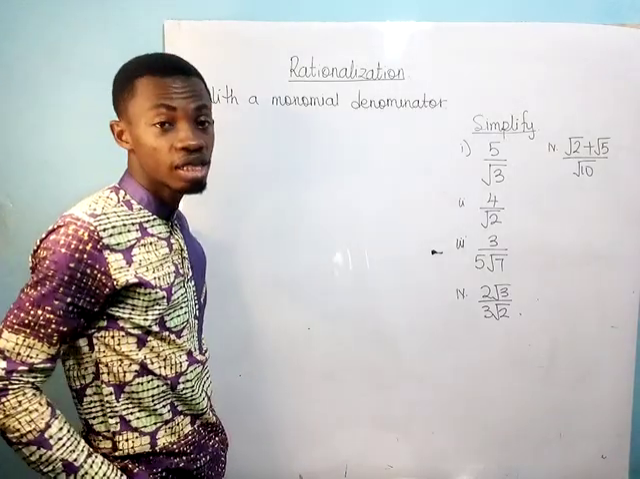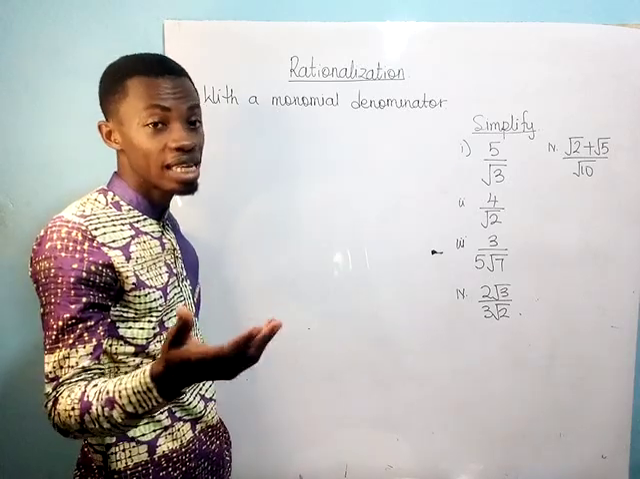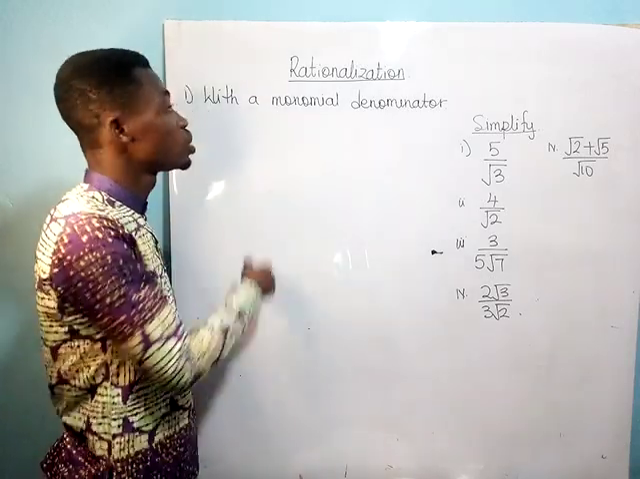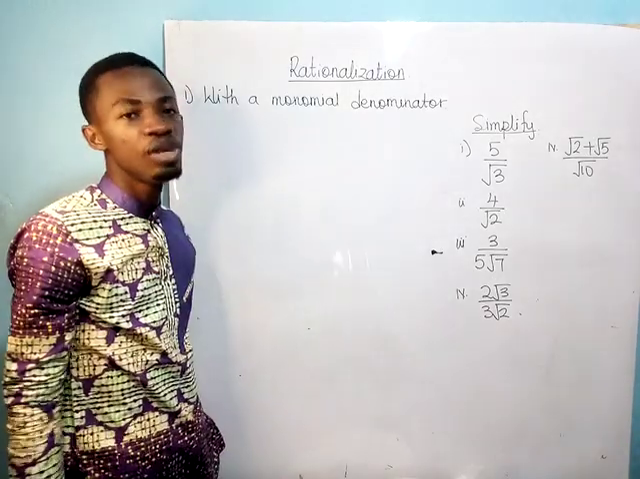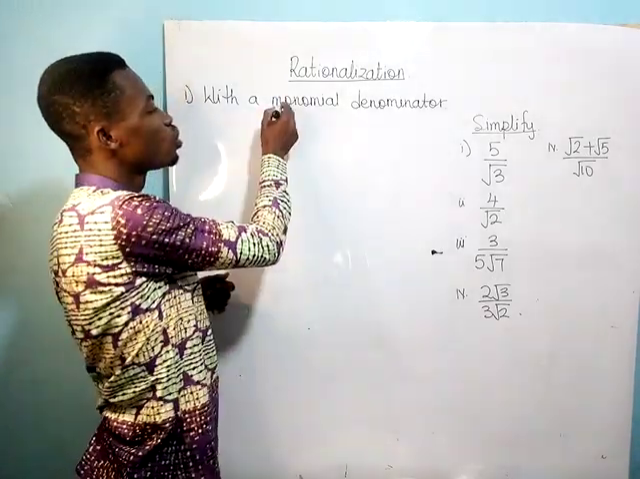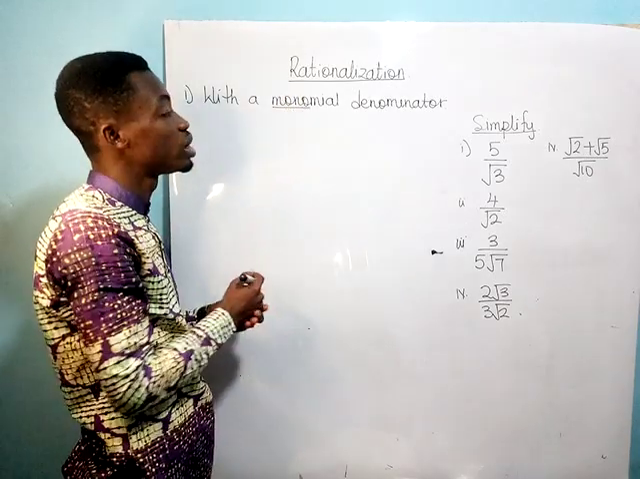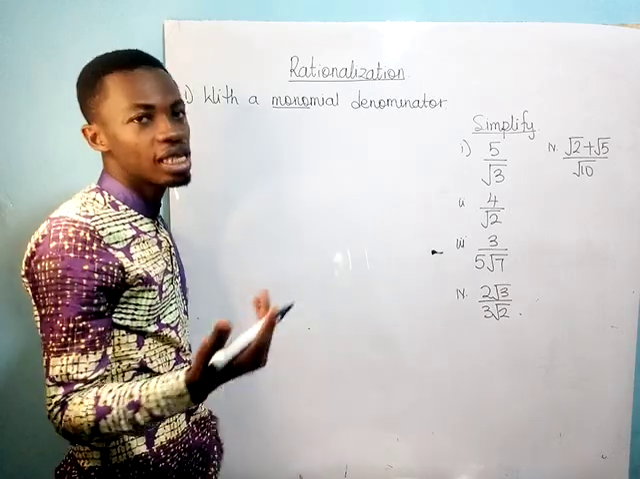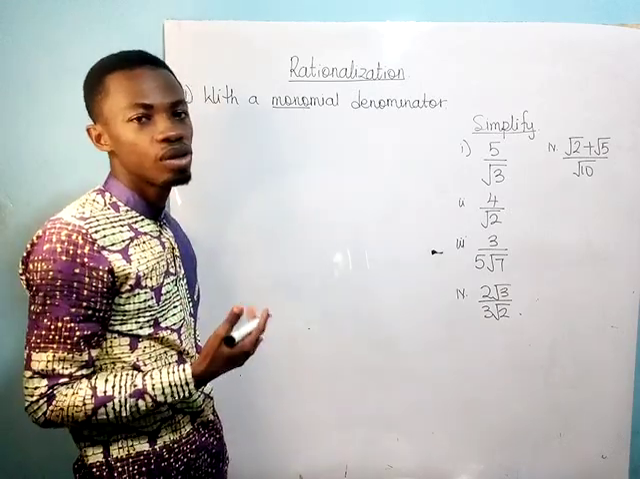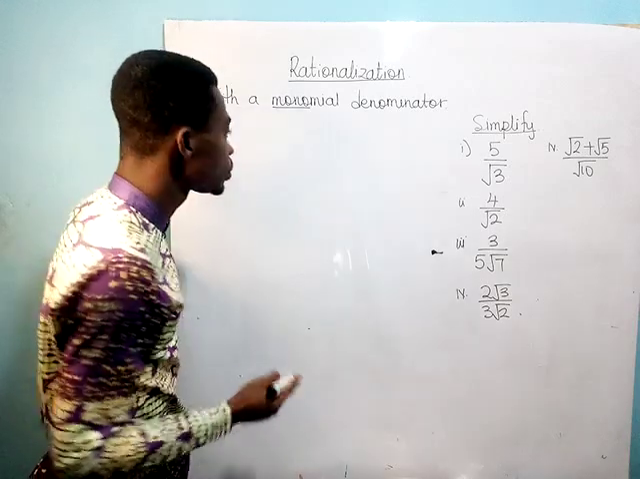This subtopic covers both JHS and SHS. So now we want to look at rationalization with a monomial denominator. Mono means one. So with the denominator, we are going to have only one term there. So let's pick examples and look at how such questions are solved.